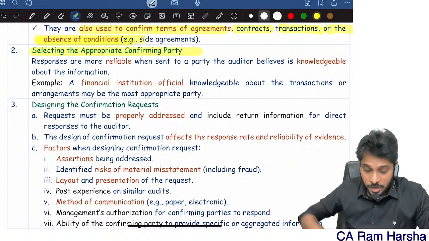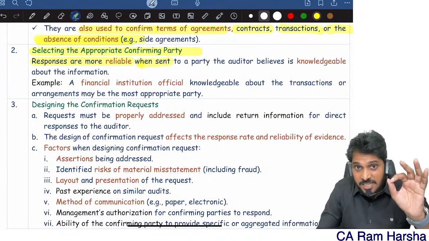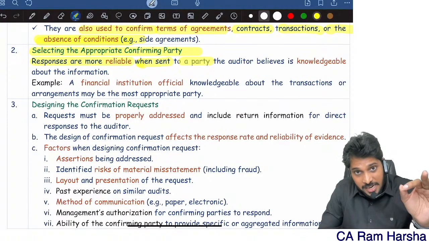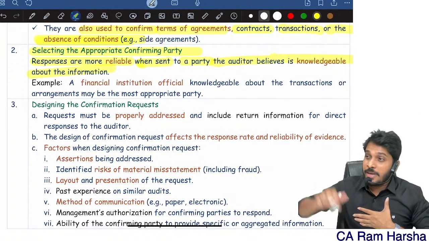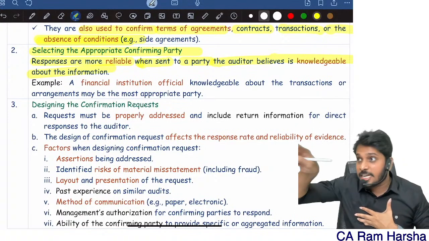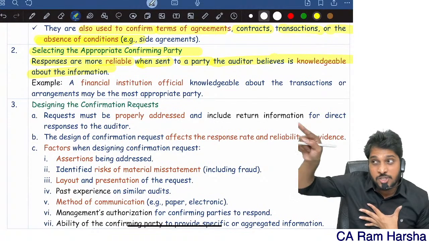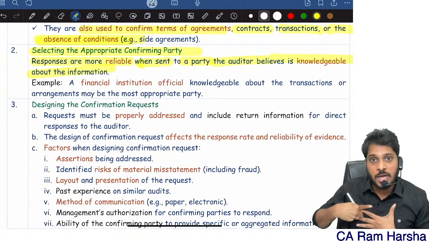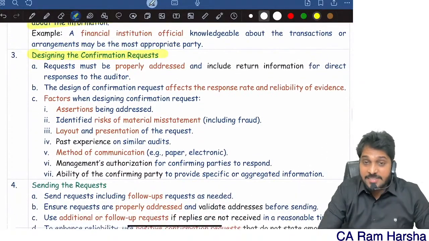Responses are more reliable when the external confirmation request is sent to a party whom the auditor believes is knowledgeable about the information. So according to me, in that creditor organization or debtor organization, so and so accounts manager knows about the information which I want. So identify that party, then design the request.